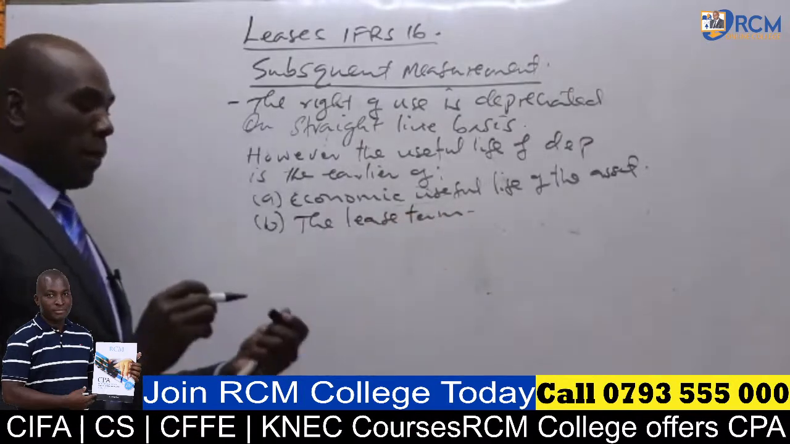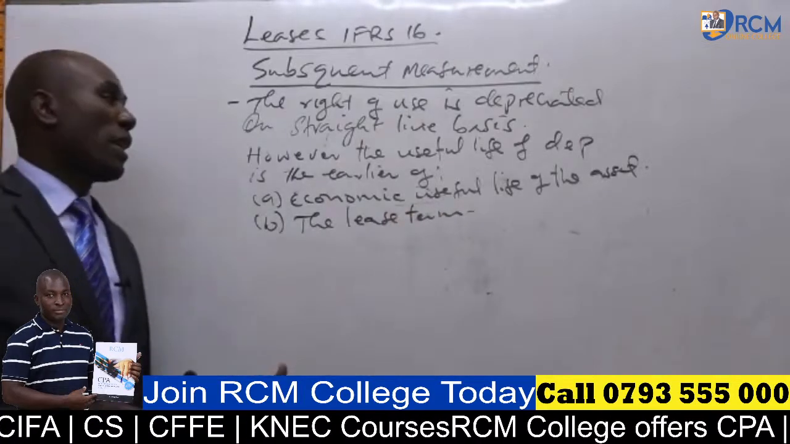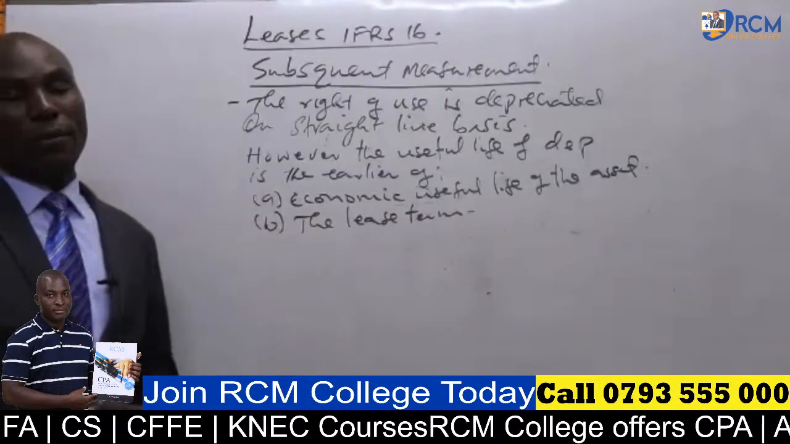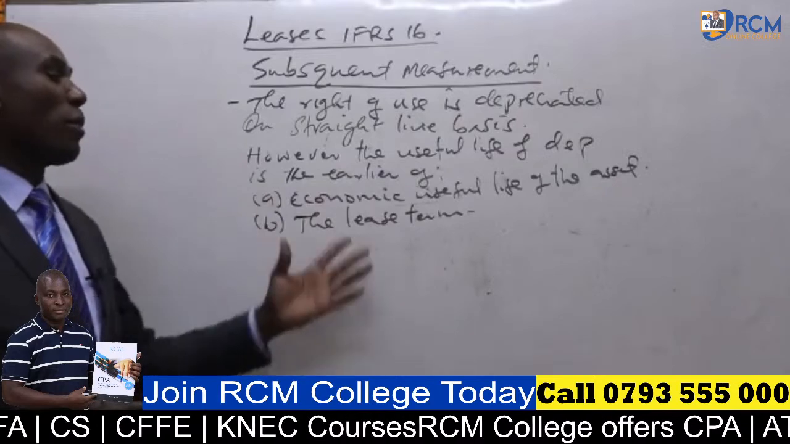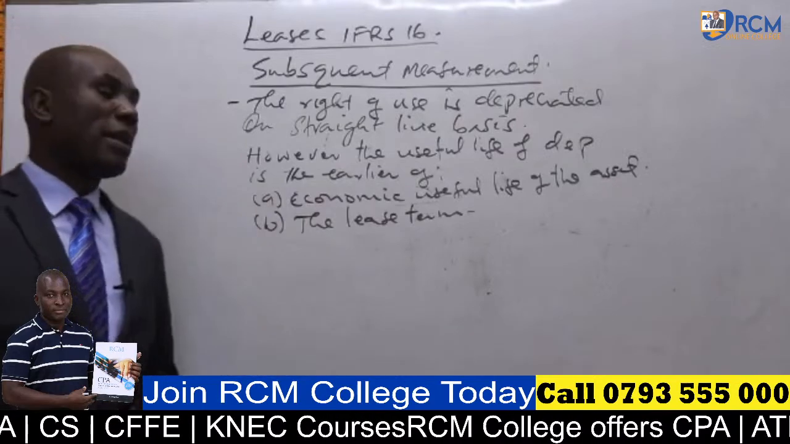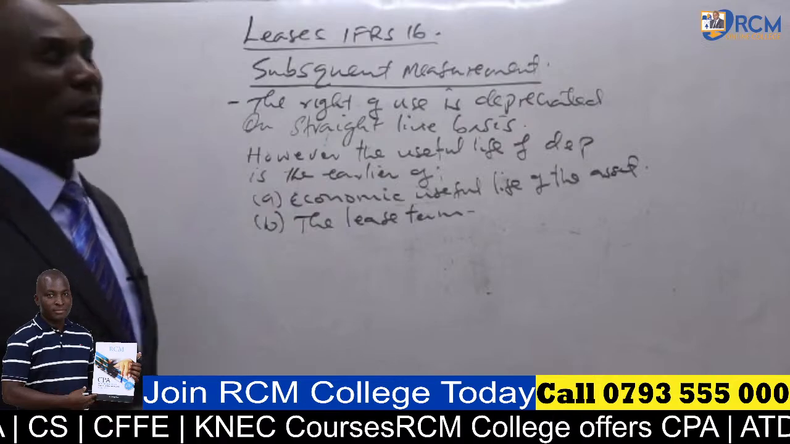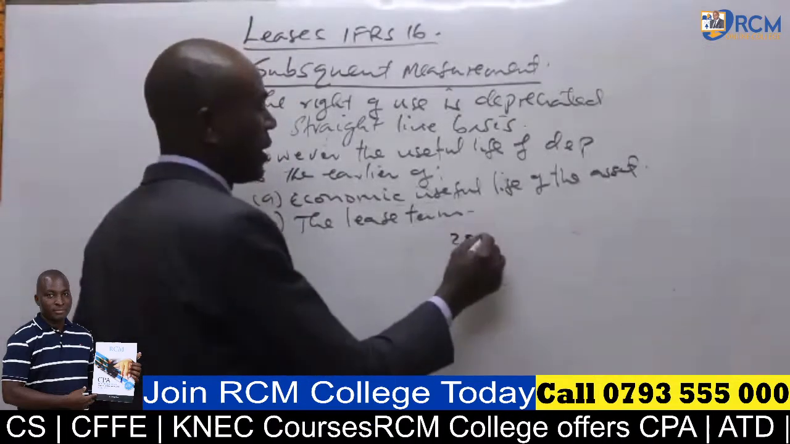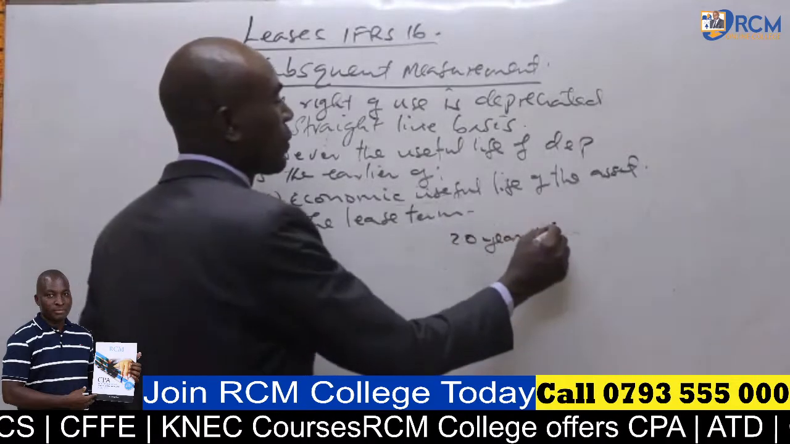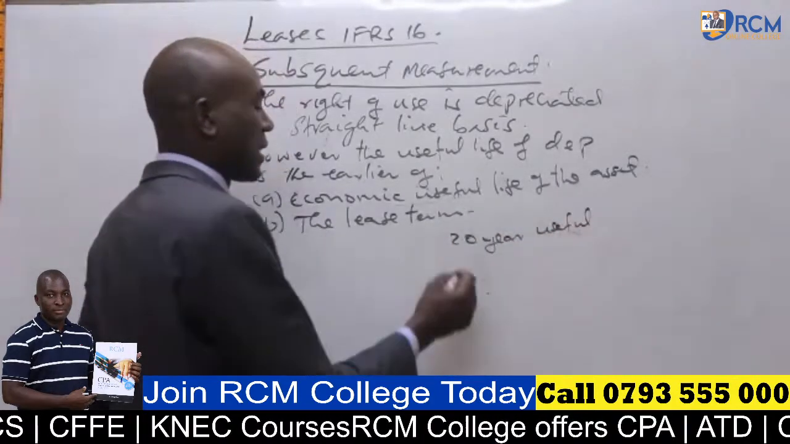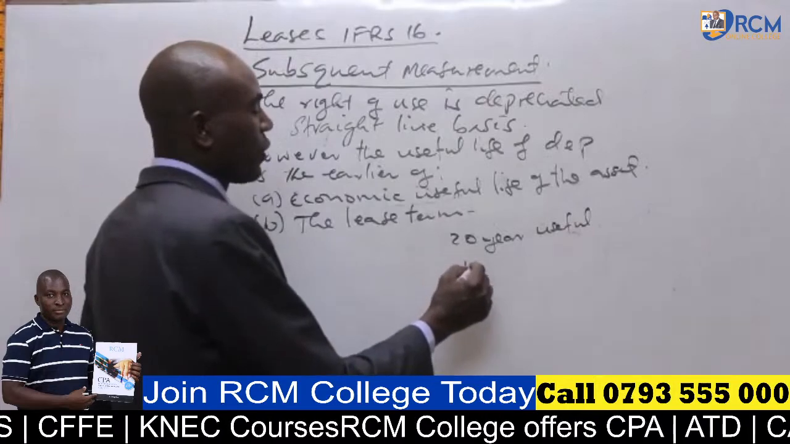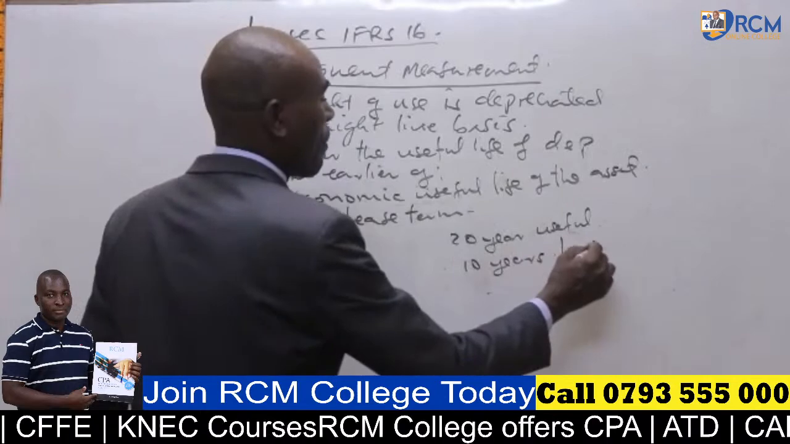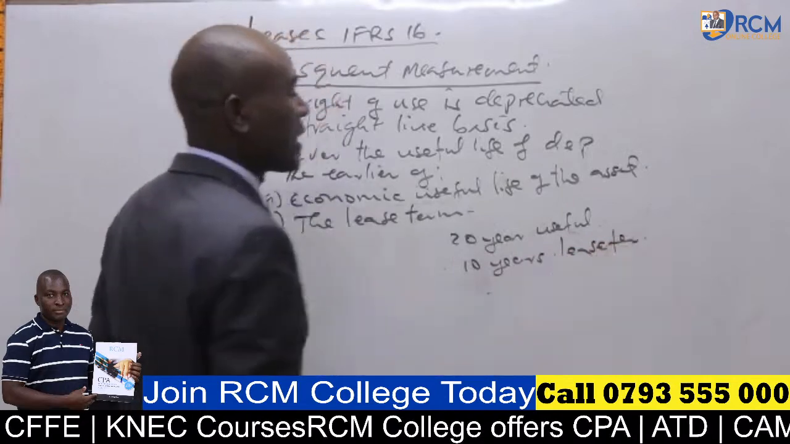How am I going to depreciate this asset? I'm going to use years of depreciation, the area of. Number A, we are saying the economic useful life. Number B, the lease term. For example, my good friends, the asset useful life is 20 years. This is the useful life. For me, I'm taking the asset for 10 years. This is the lease term. This term is 10 years.